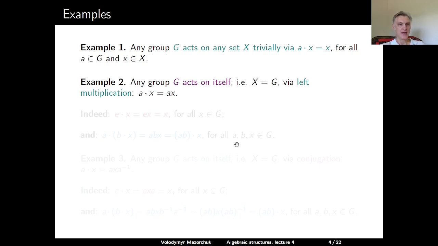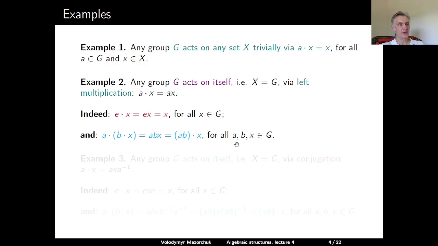Example 2. Any group G acts on itself via left multiplication. So here we choose as X the set G, the underlying set of our group, and the action is left multiplication. Applying element a to an element x, we output their product ax. Let's check it. If we apply e to x, we will get ex, and this is of course x because e is the identity element for any x in G.